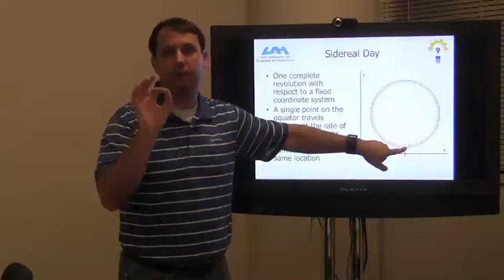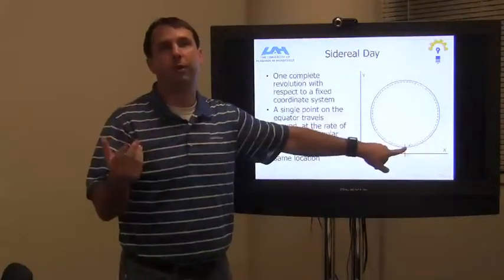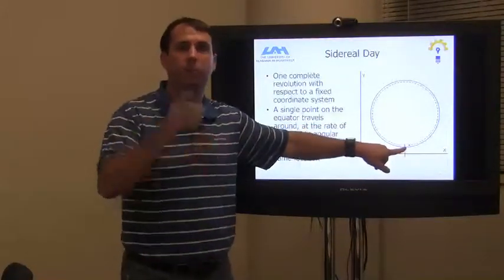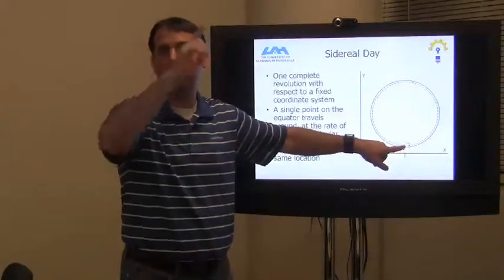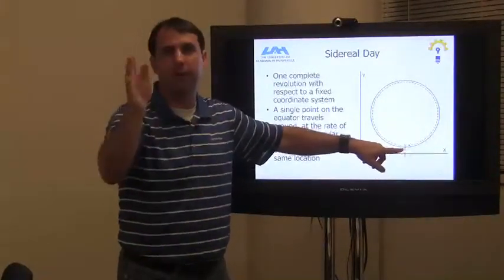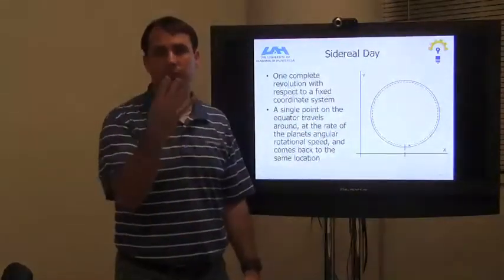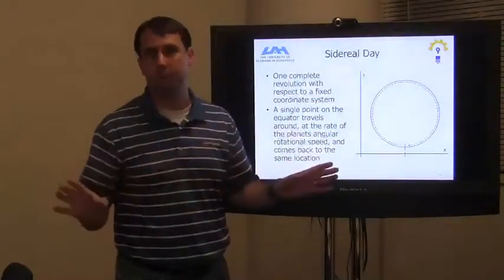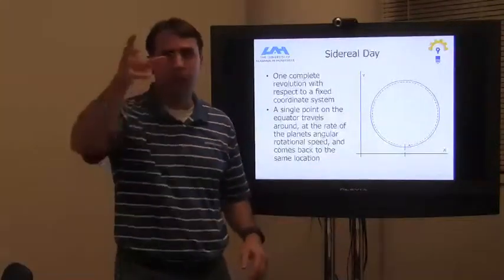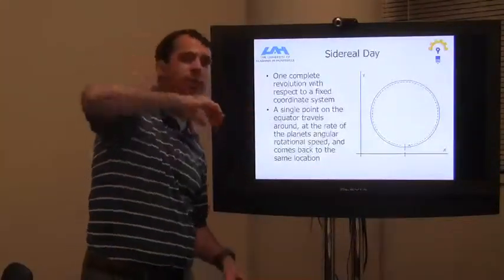That is a sidereal day. On Earth, the difference between the solar day, between one point on Earth having high noon and back to high noon, and one point doing a full rotation on Earth, is just 4 minutes. The difference is just 4 minutes. So it's not really noticeable on Earth because Earth spins in the same direction it orbits.